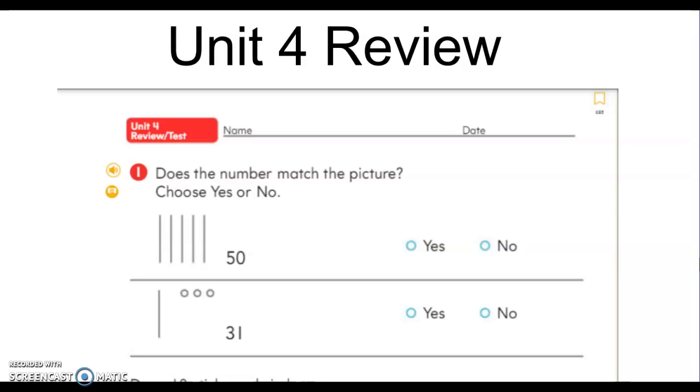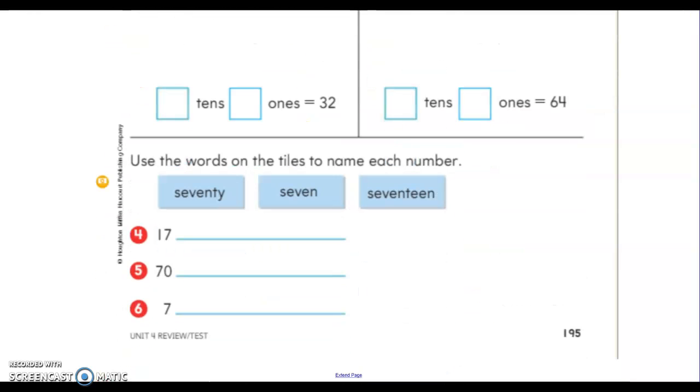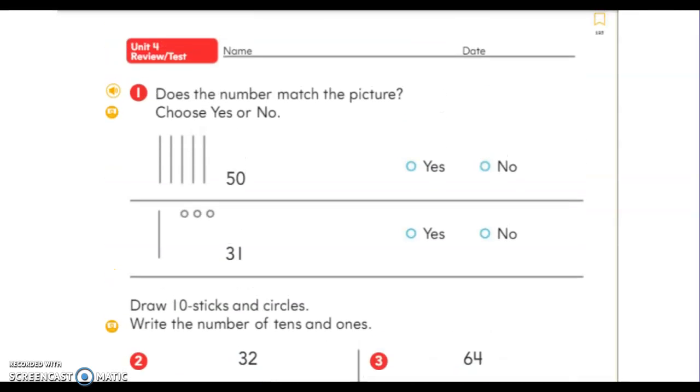This will be your test. I will walk you through the directions, and if you are not a virtual student and you're just watching this to help you along with your study guide, that's just fine too. So here we go, Unit 4 review. You're going to find this in your workbook. So this is page 195.